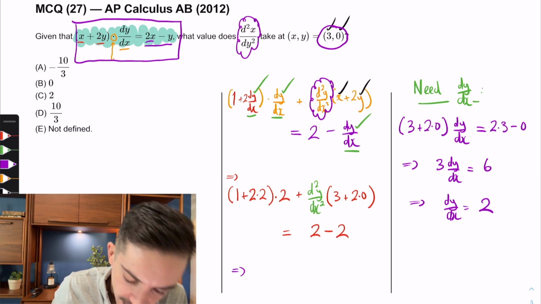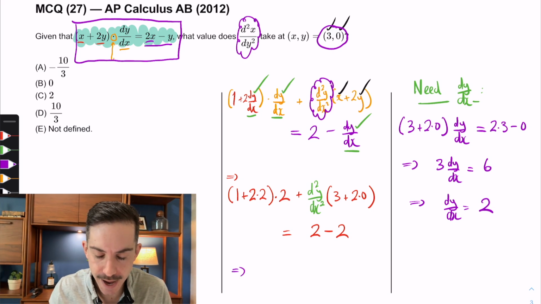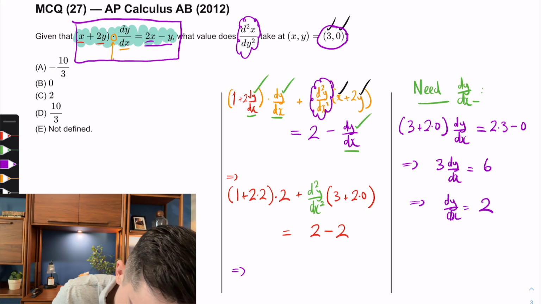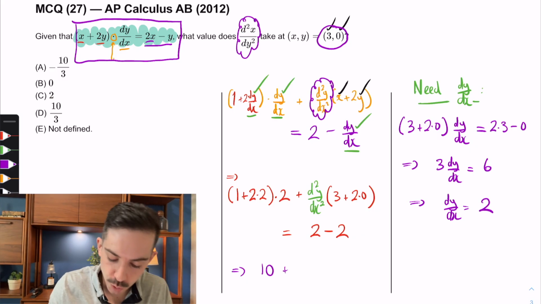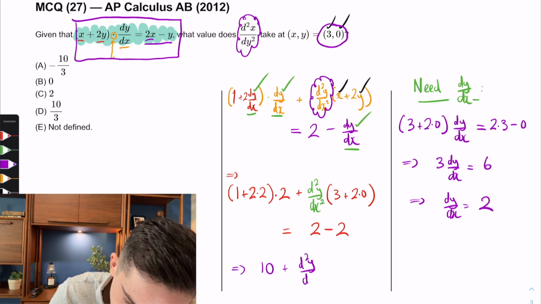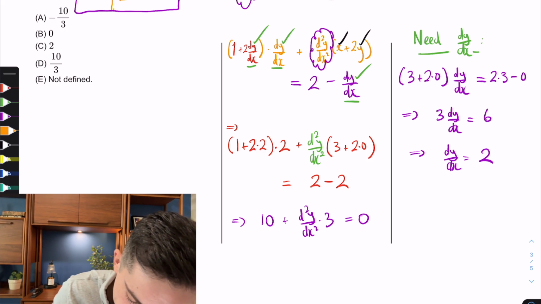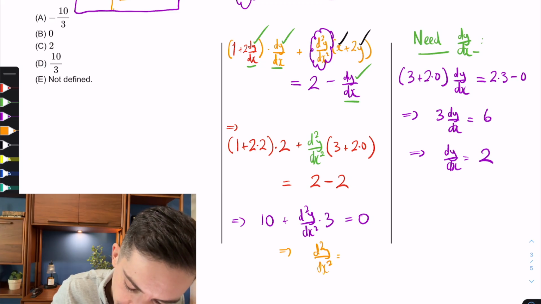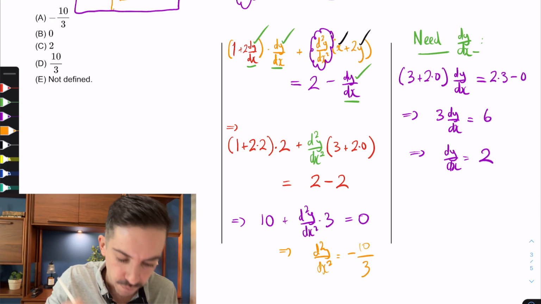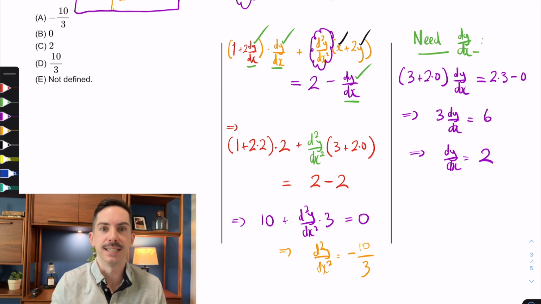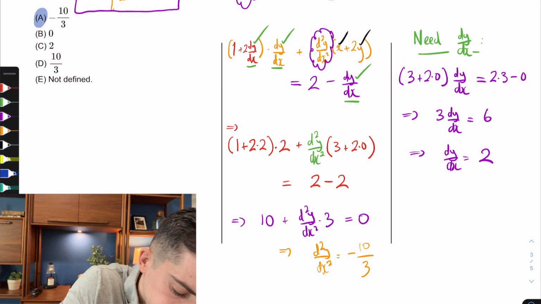So let's see. I get 1 plus 2 times 2, that's 5. Also multiplied by 2, that is 10. Plus d2y by dx squared times 3 plus 2 times 0, that is 3. And that is all supposed to equal the right-hand side, which is just 0. We're so close. If I isolate my d2y by dx squared term, I'll get negative 10 over 3. Is that one of my answers? Thank goodness. Yes, it is. Answer A.